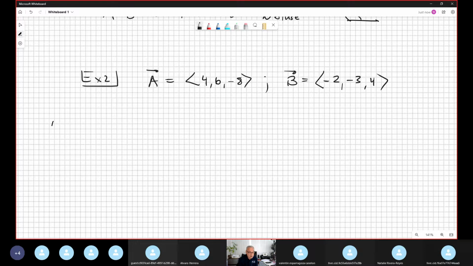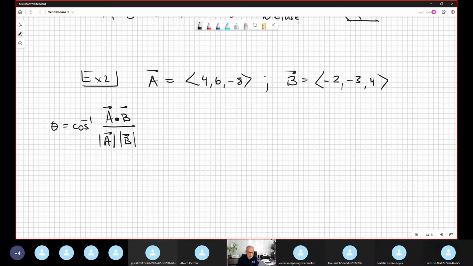The formula says que theta es cosine inverse of, in the numerator, the dot product, in the denominator the magnitude of each vector and multiplication. This is my formula. Okay, let's do it.